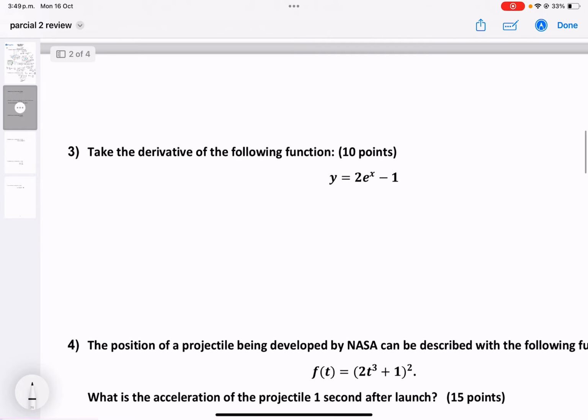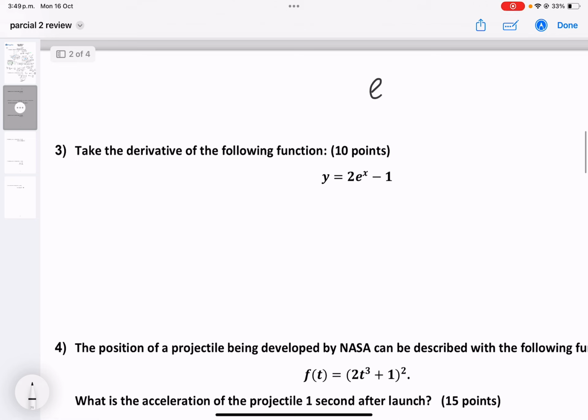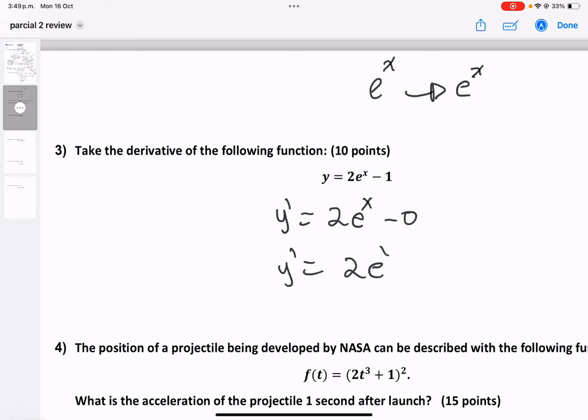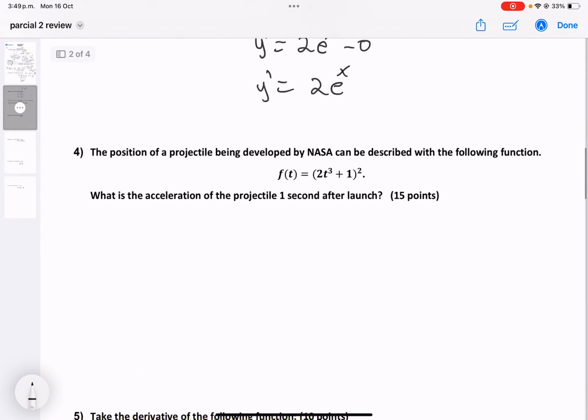Now, number 3. Take the derivative of the following function. This one is also very easy. Remember that the derivative of the exponential function is always the same. So y prime is the same, minus 0, because the derivative of a constant is 0. So the answer is 2 times e to the x. That's it, right?